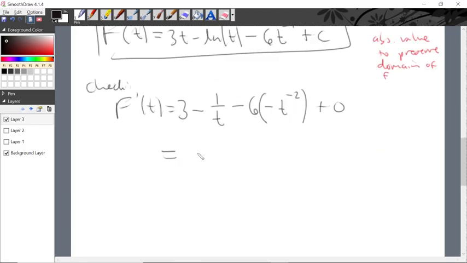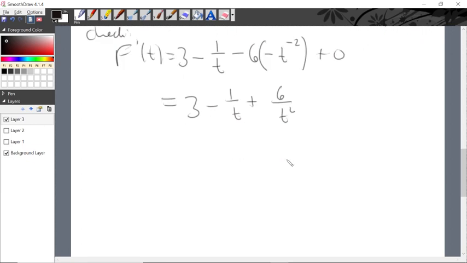Okay, is this equal to what we started with? 3 minus 1 over t. This is going to be plus 6 over t squared. Common denominator is t squared. So we can put t squared down here. This would be 3t squared, t squared over t squared. This would be a minus t. We multiply by t over t. And this one is just a plus 6.